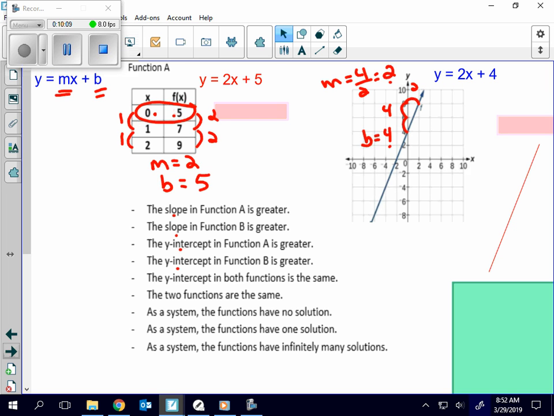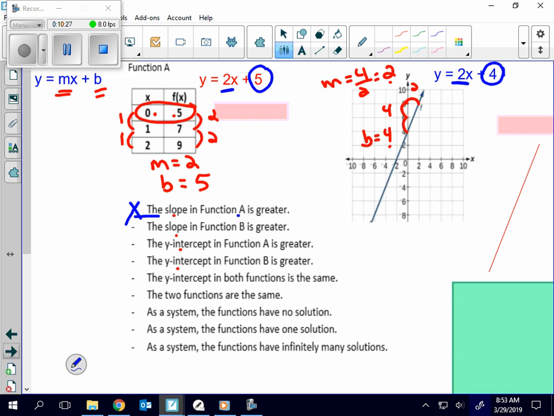Notice the two equations are not the same. They have the same slope, but they have different y-intercepts. That's going to make answering these questions way easier. So is the slope of A greater for this first question? No. Is the slope for B greater? No, they're the same. Now let's look at the y-intercepts. Is the y-intercept for A greater? Yeah, that's a 5. It's bigger than 4. So the y-intercept for function B could not be greater.